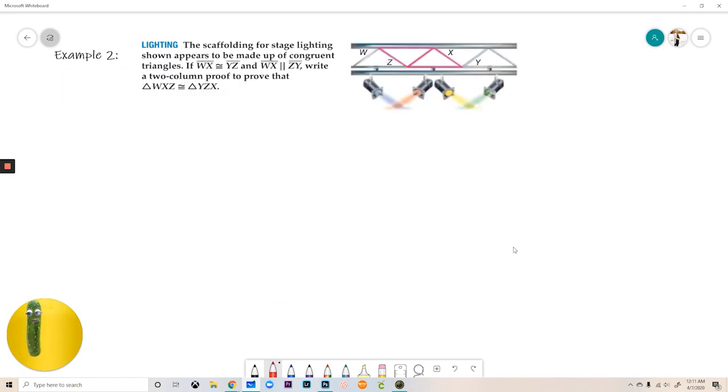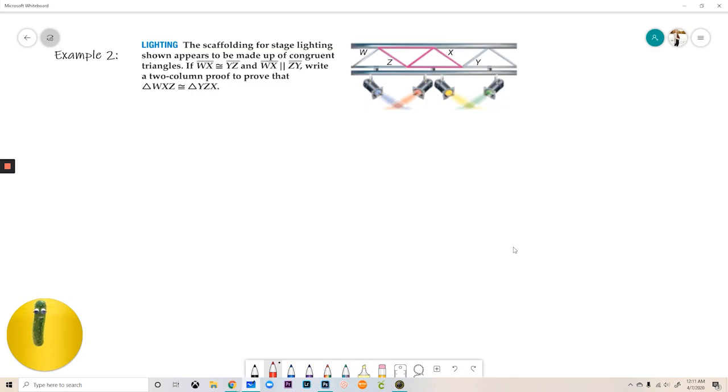If you guys are following in the textbook, this is technically example 3, but we skipped a section that we just didn't have time for, so I'm skipping example 2 in this. If you're following along in the book, this example can be found on page 356.